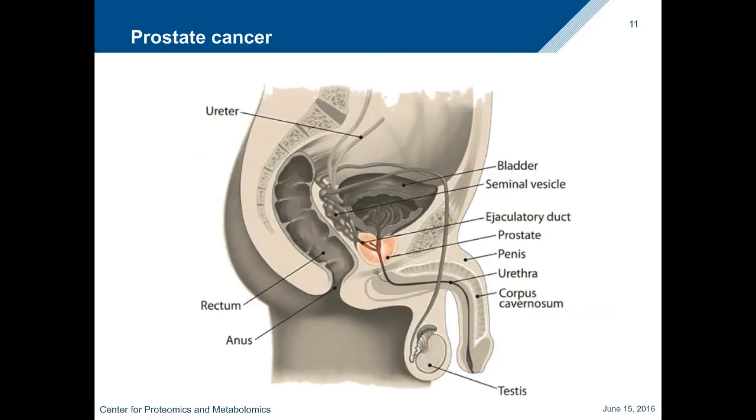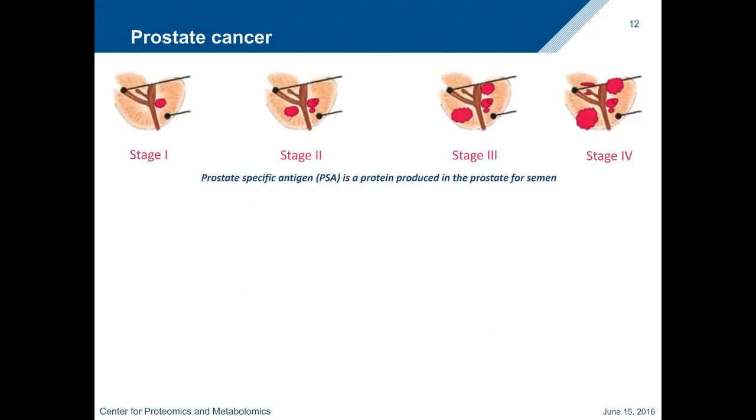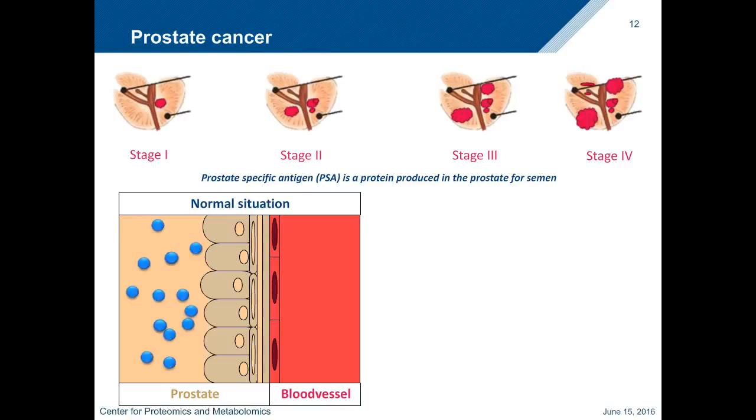As you might know, the prostate is positioned over here, and if you have prostate cancer, there are many different stages that you can have, as with the other cancers that are out there. However, if there is a suspicion for prostate cancer, they will have a look at prostate-specific antigen, which is a protein that's produced in the prostate for semen.